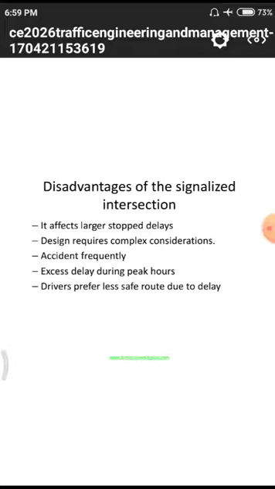Next one, accidents frequently. Why? Because in the previous slide, in the advantages, we discussed that some accidents may be reduced, but in the case of disadvantages, we are dealing with these accidents frequently. Due to the complex design of these traffic signals in some cases and some places, and due to lack of space and lack of knowledge among the people, there may be some accidents frequently in the initial days.